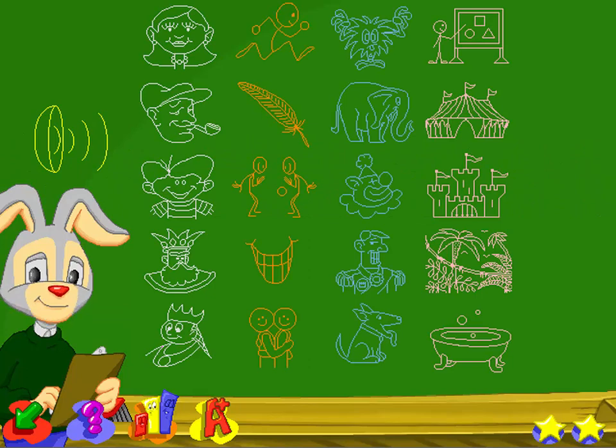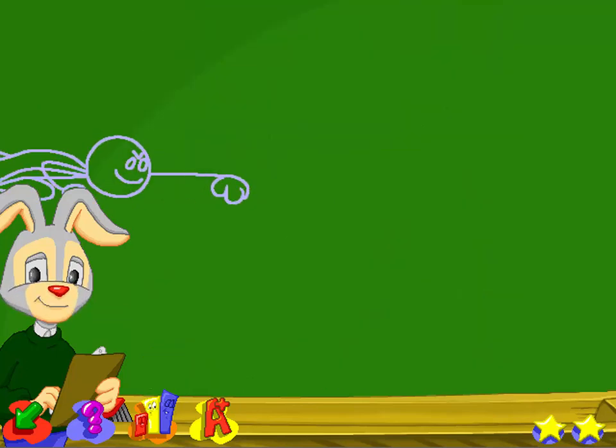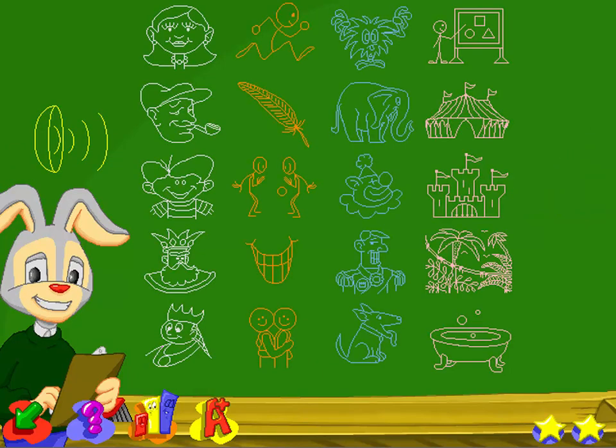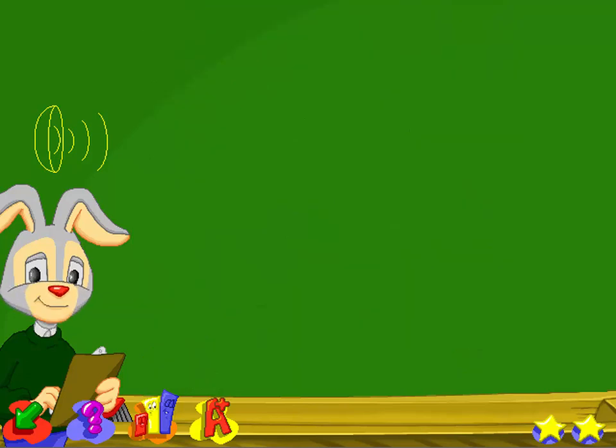Ready? My dad tickled an elephant in the classroom. My dad tickled an elephant in the classroom. You win! Ready? The king played with a prince in the classroom. The king played with a prince in the classroom. Great job!